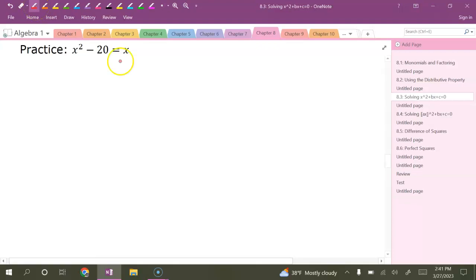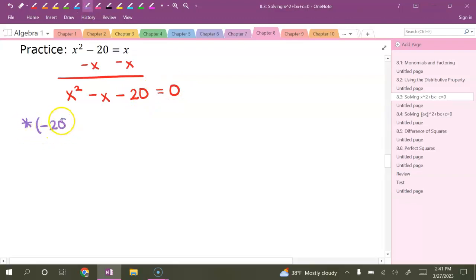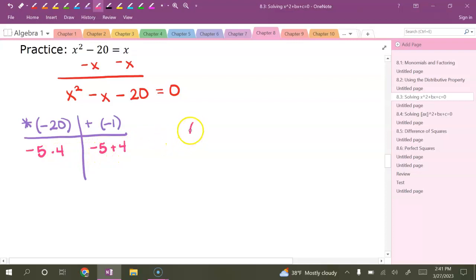Okay, what I did for this one is I subtracted x on both sides, and I rewrote it so it said x squared minus x minus 20 equals 0. I set up my chart, and that involves me multiplying to a negative 20, and you had to add to a negative 1, because that's the number that sits in front of the x. The numbers that do that are negative 5 and 4. And so this factors to x minus 5 and x plus 4.